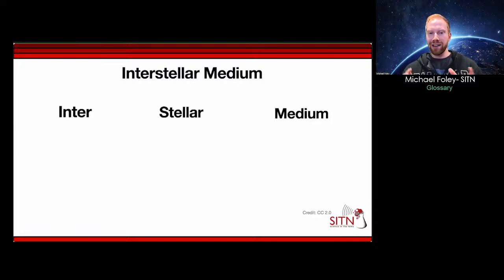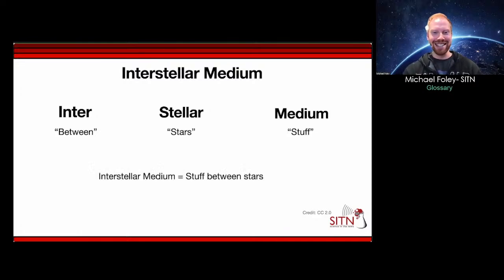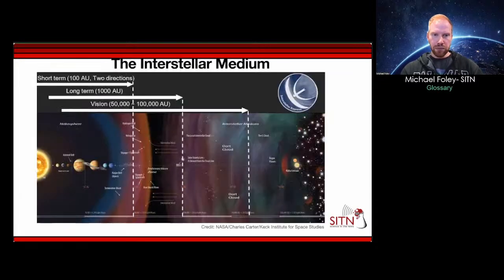Well, we can break it down into its three component parts: inter, stellar, and medium. Inter means between, stellar just means stars, and medium just means stuff for our astronomical context. And so the interstellar medium means the stuff between stars. So generally the stuff that's hard for us to see on Earth, all the gas and dust and stuff that's floating around in a galaxy that isn't emitting light as strongly as stars.